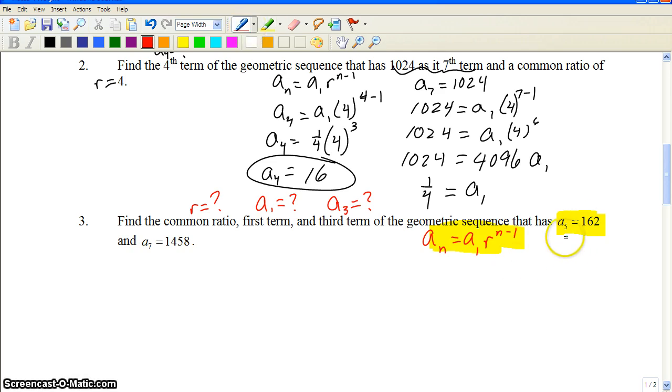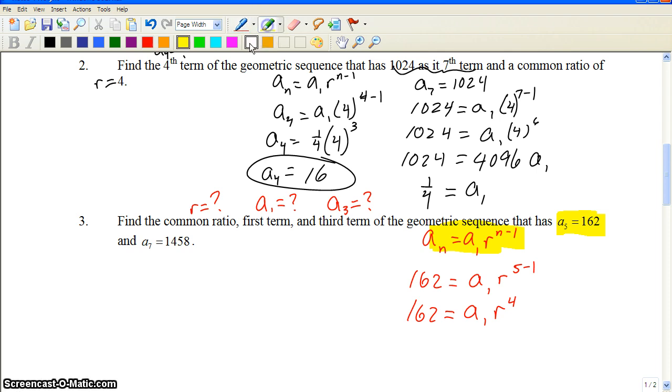So let's start putting in information. When n is 5, a sub n is 162. If you simplify that a little bit, you get 162 equals a sub 1 times r to the 4th. Okay, you get stuck there because you don't know what a sub 1 is and you don't know what r is. But we got somewhere. That's a benefit.